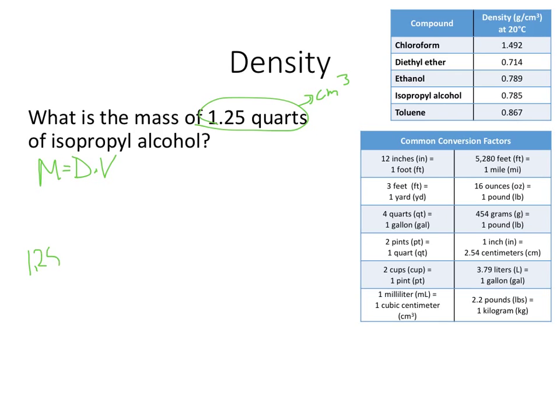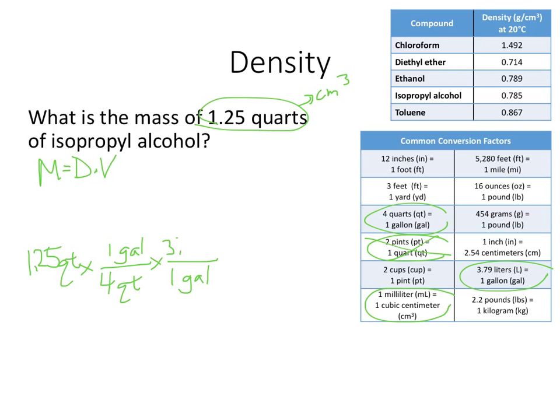So factor label this 1.25 quarts. I have quarts in pints and I have quarts in gallons. I have gallons and liters, liters and milliliters to centimeters cubed. So I think that's the way I'm going to go. 4 quarts, 1 gallon, and then 1 gallon, 3.79 liters. And then 1 liter is 1,000 milliliters. This is not on your chart, but this is how I'm going to convert metric. And remember, a milliliter and a centimeter cubed are the exact same thing. So that's a really simple one.